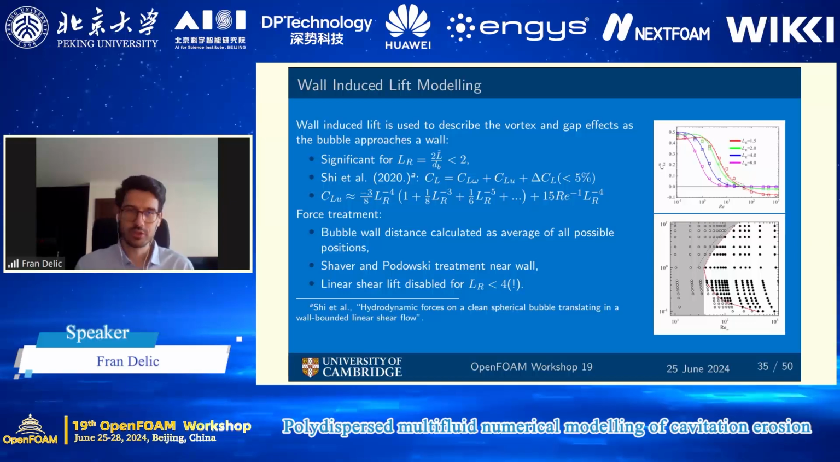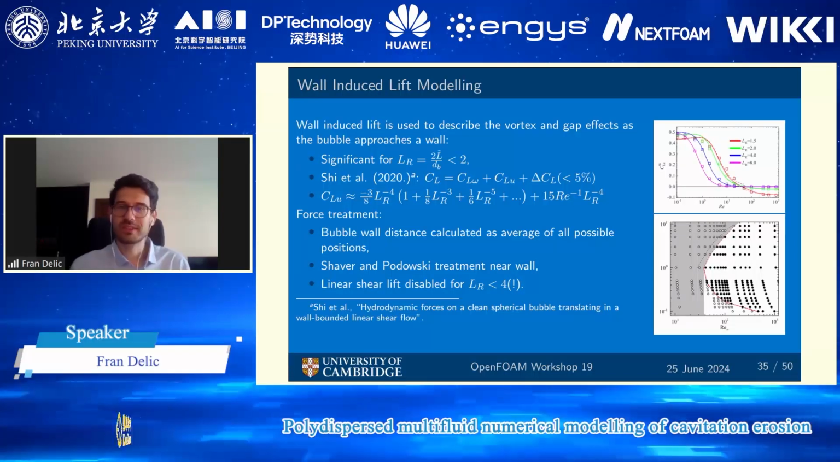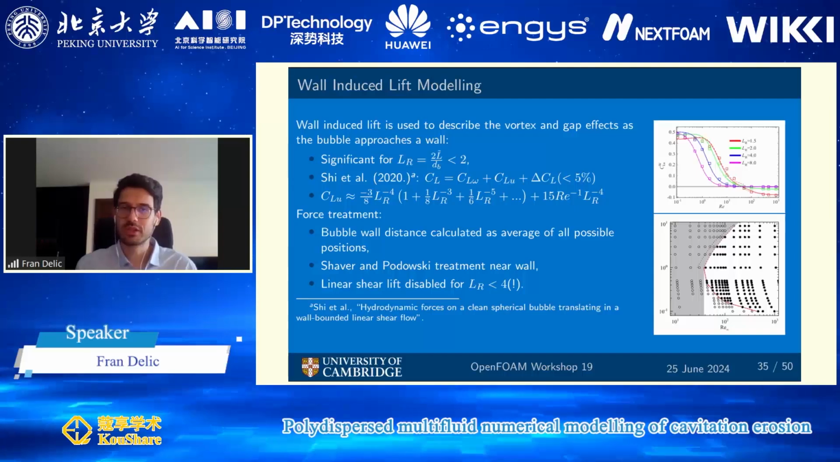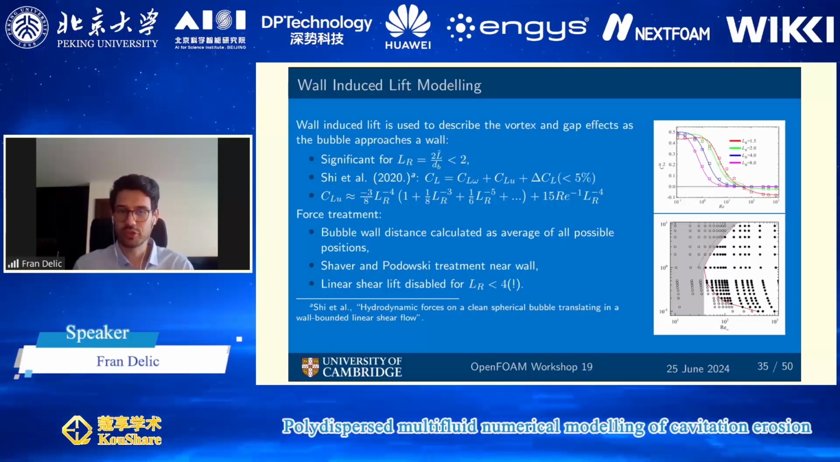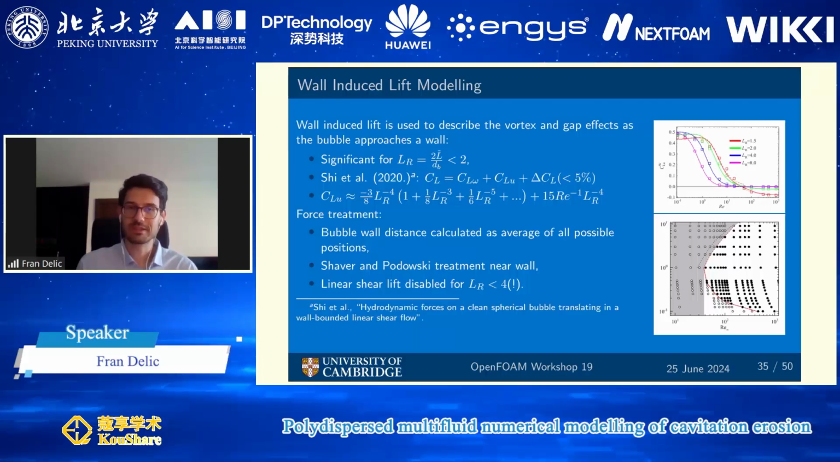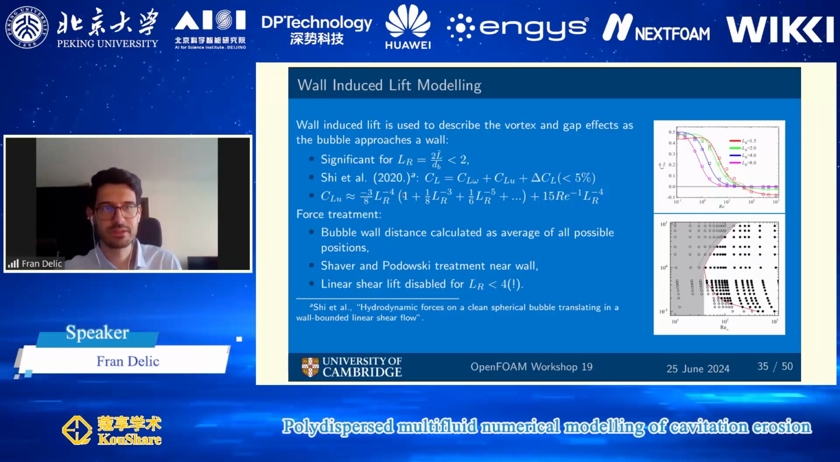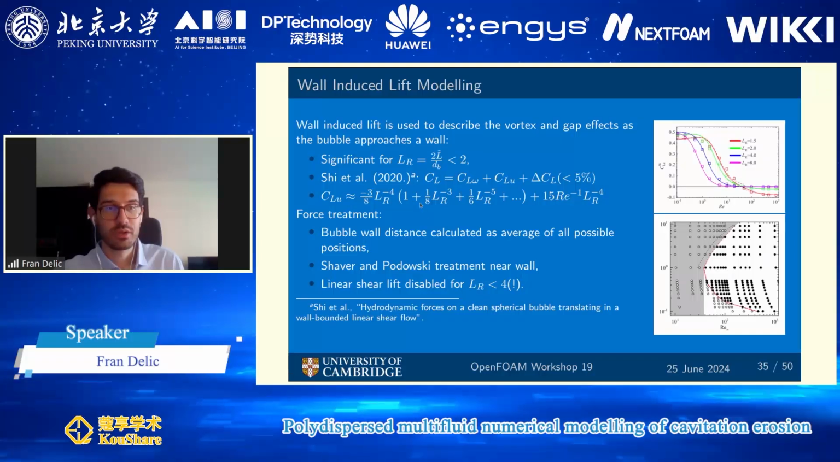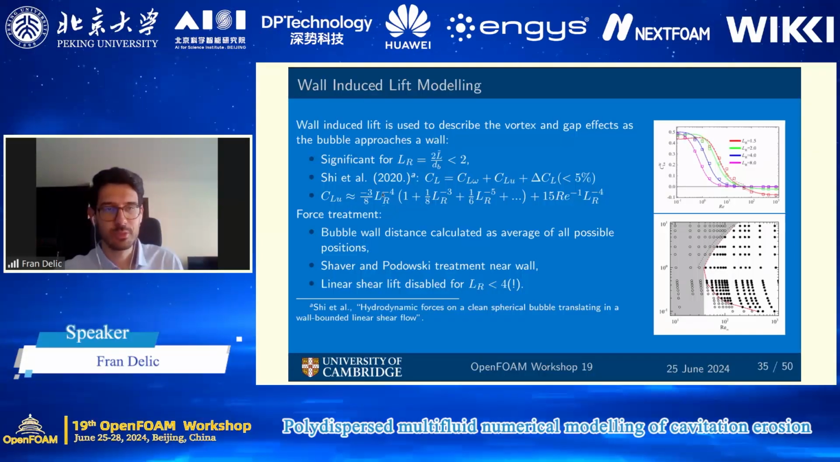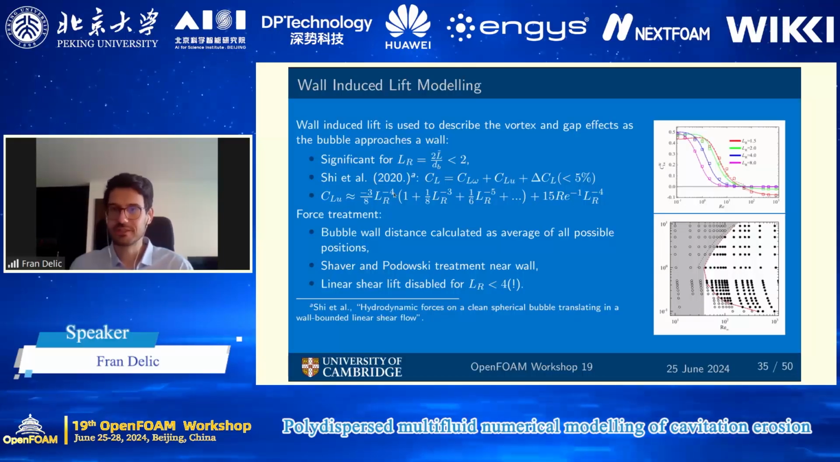There've been several papers on this, but I'd like to highlight Shi et al. from 2020, which says that the total lift can be considered as a sum of linear shear lift, wall-induced lift, and a delta, which is less than 5%. And the expression for wall-induced lift is shown here.